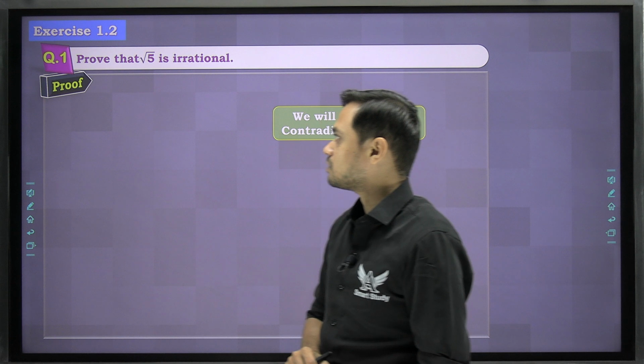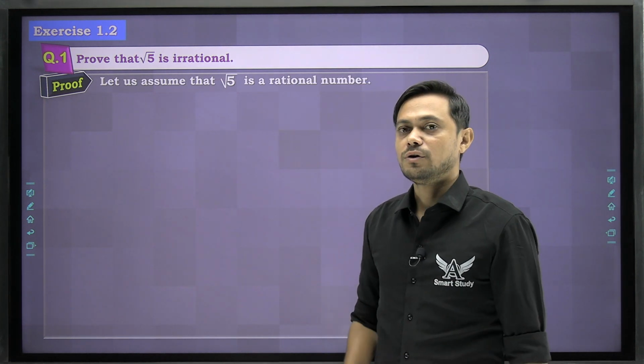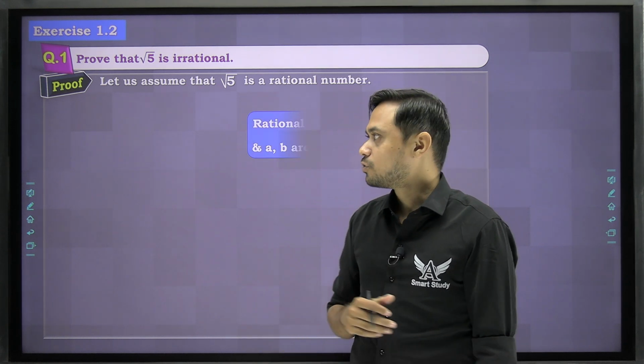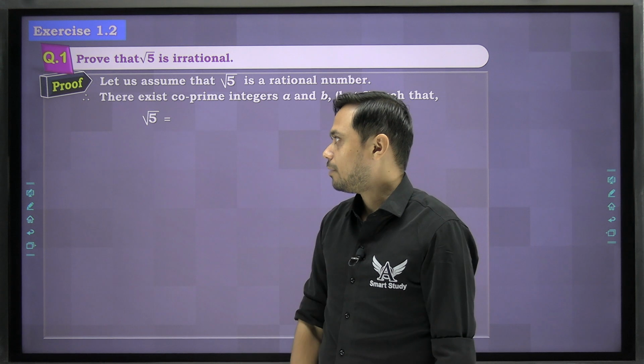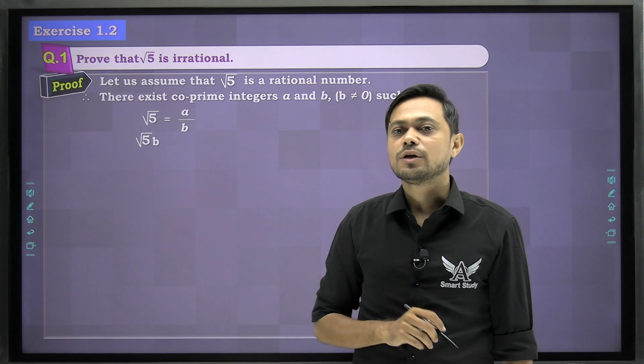So let's begin. Let us assume that root 5 is a rational number. Okay, first of all, we assume root 5 to be a rational number. So we can write root 5 is equal to a by b, where a and b are co-prime integers and b is not equal to 0.